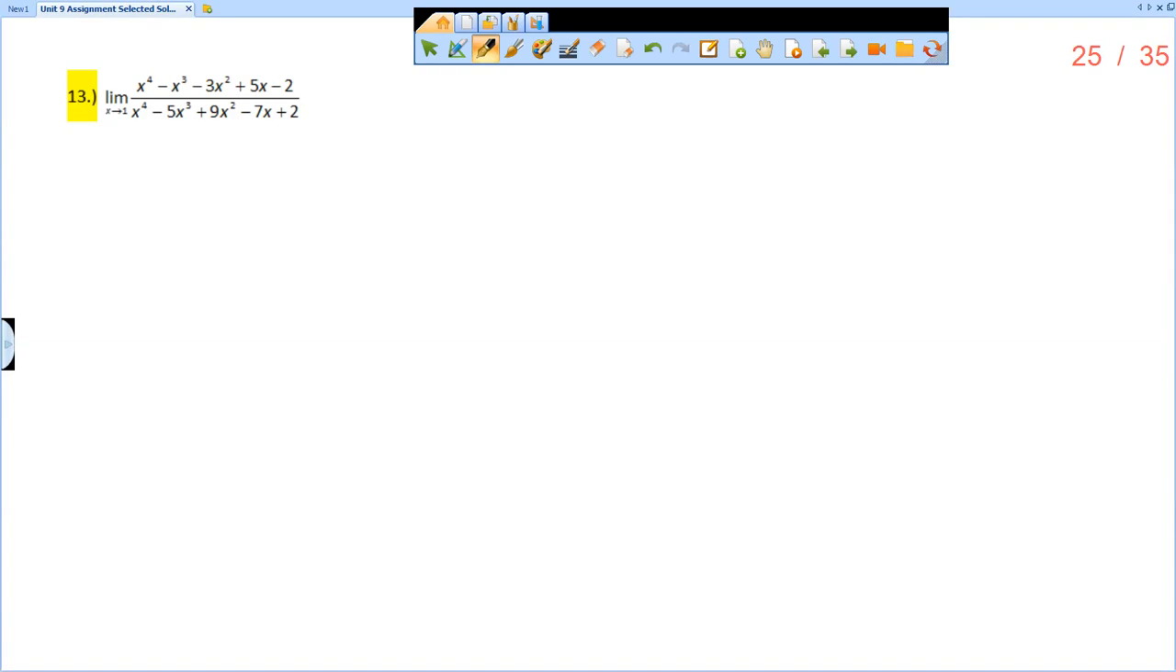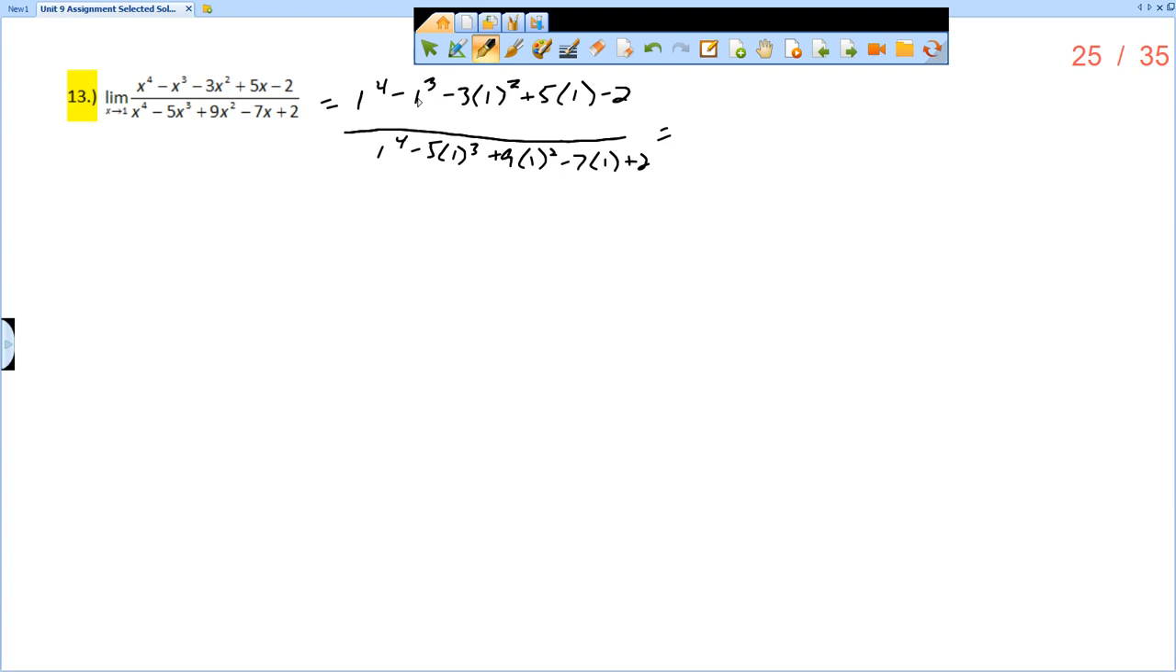This is the solution video for section 9.4, problem number 13. All right, so the first thing we need to do is evaluate. So I'm going to have 1 to the fourth minus 1 cubed minus 3 times 1 squared plus 5 times 1 minus 2, all divided by 1 to the fourth minus 5 times 1 cubed plus 9 times 1 squared minus 7 times 1 plus 2.